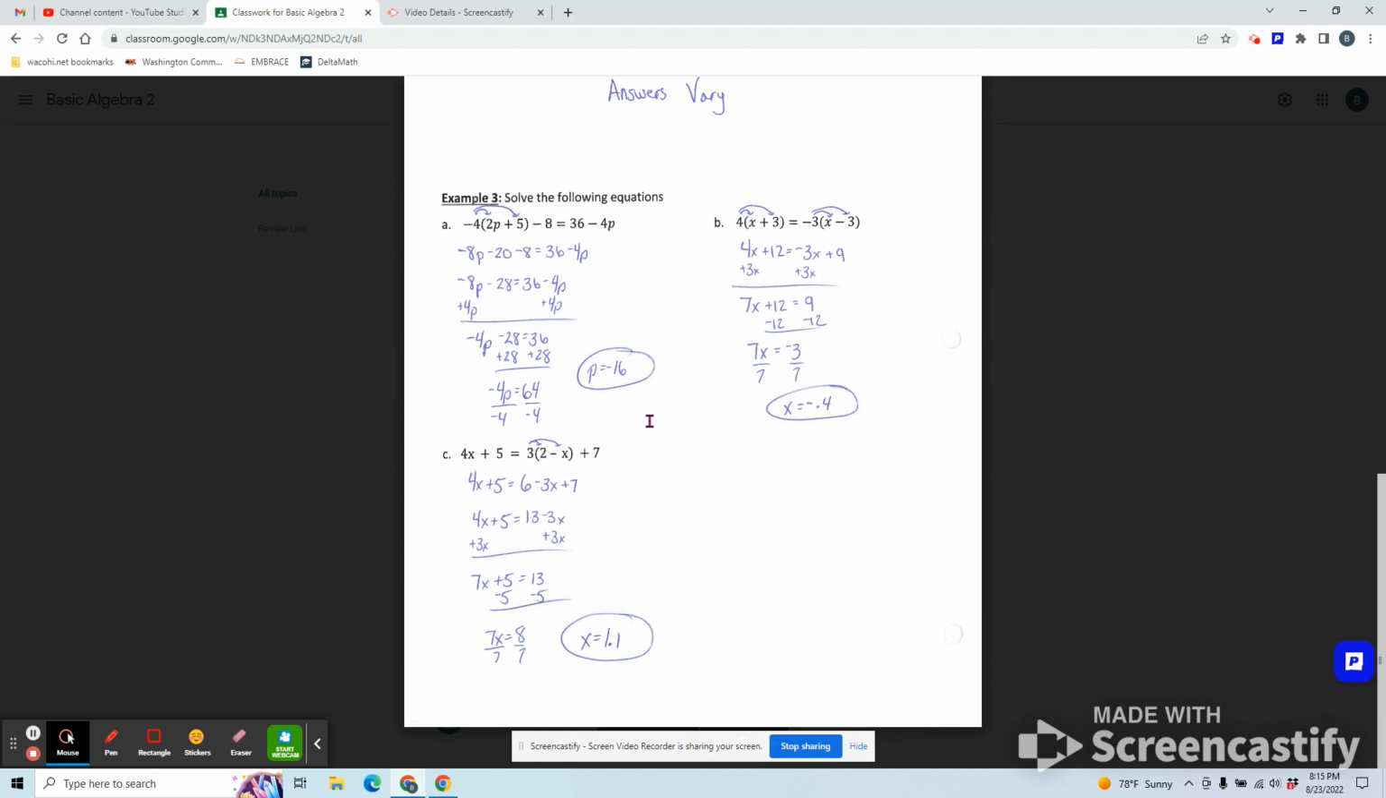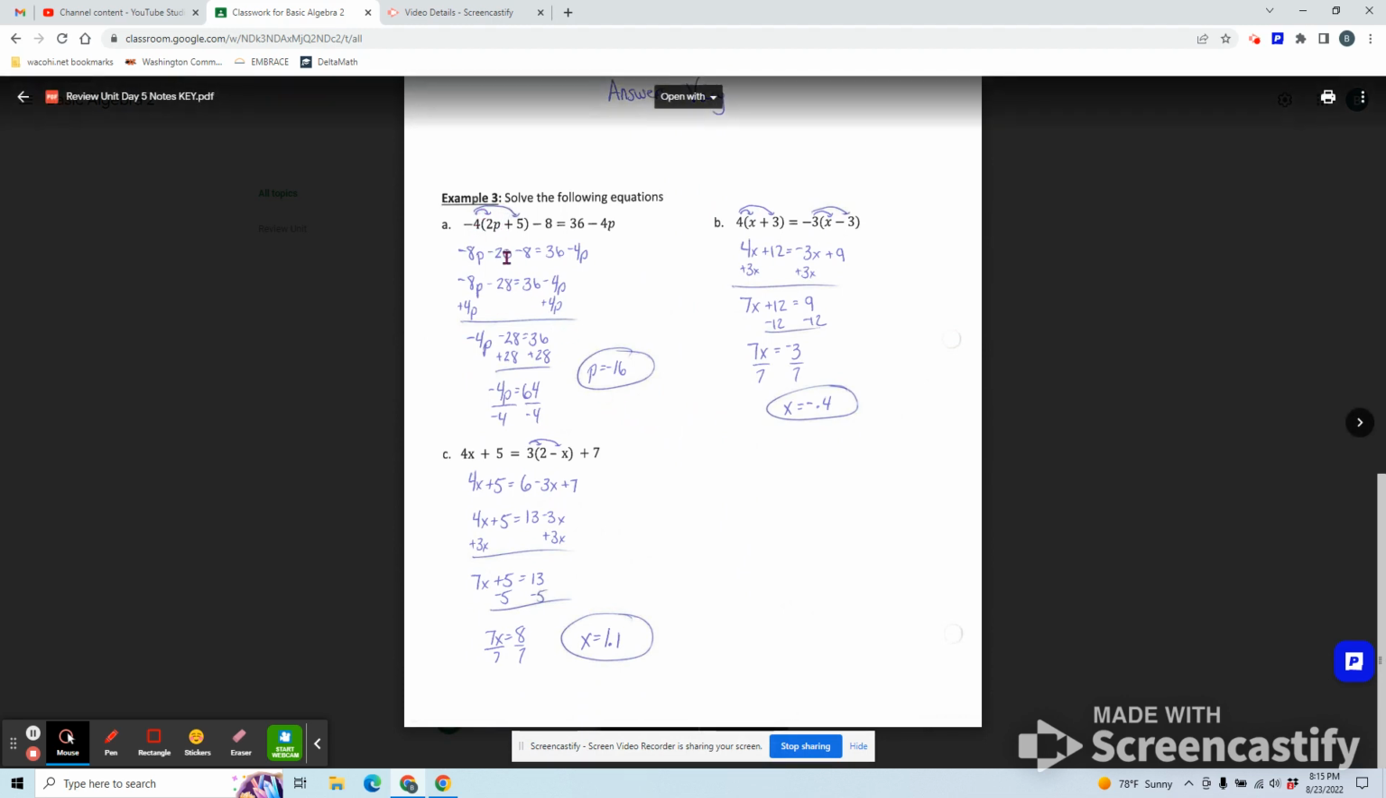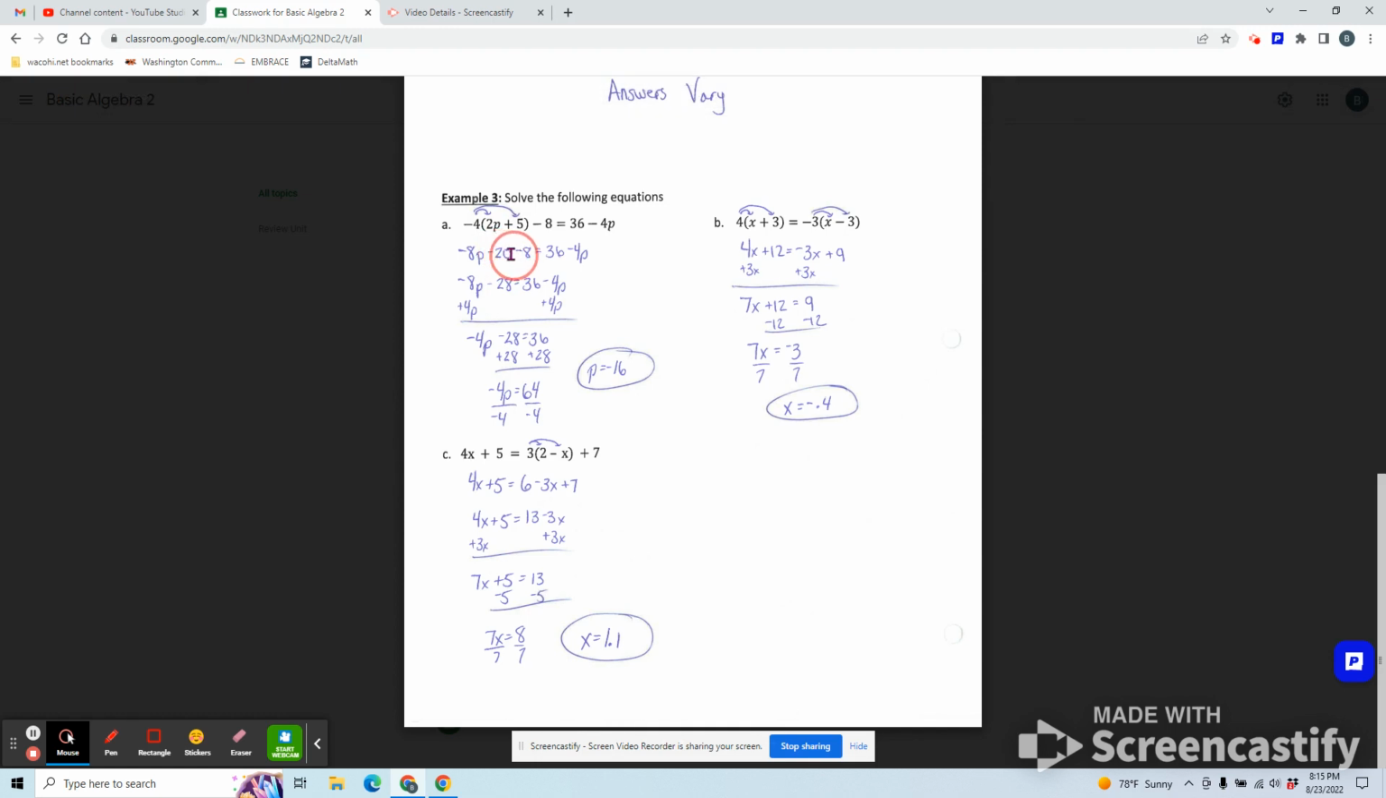And these are just more complex examples. So we have distribution, then we're collecting like terms, negative 20 and negative 8. So there's just more steps involved. Multi-step, meaning it could be more than 3, it could be more than 4 steps. So if you have questions, make sure you ask.